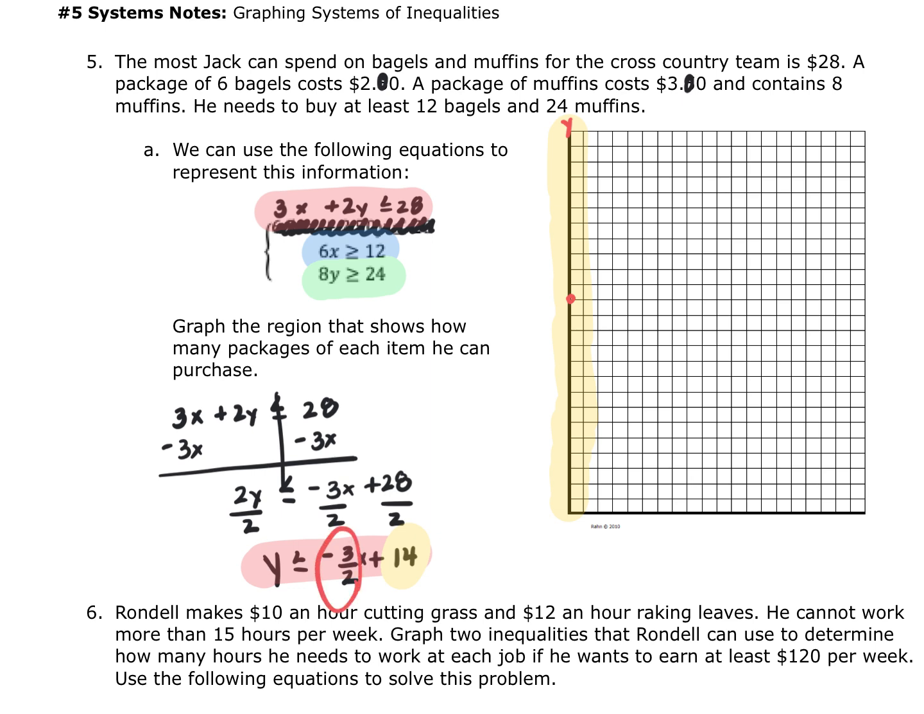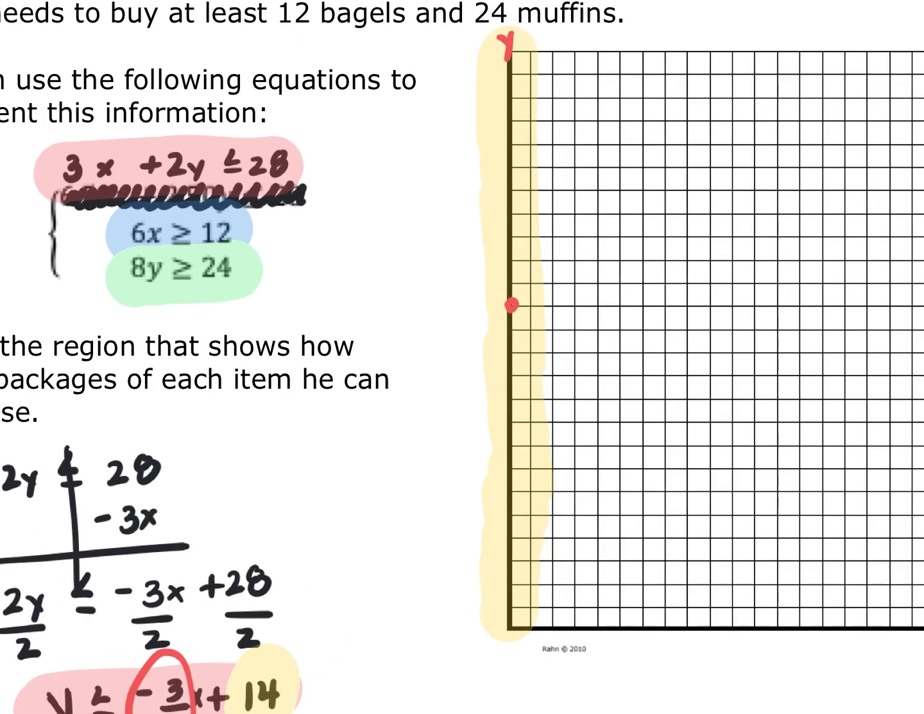Okay, this is my slope, so it's telling me I'm going to go down 3 and to the right 2. So from that point, I'm going to go down 3 and to the right 2. So 1, 2, 3, 1, 2. And I'll repeat that. And I can't go down 3 more, so I'm just going to leave it just like that.